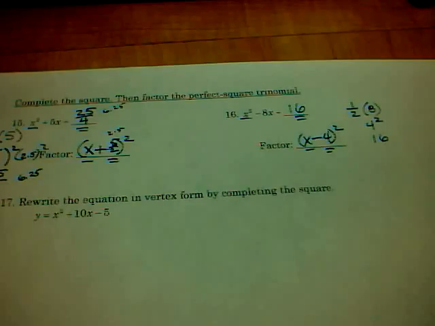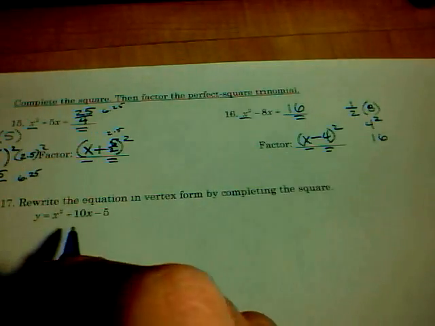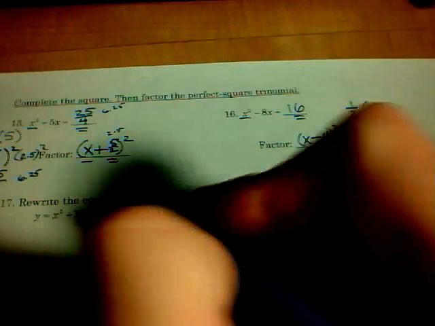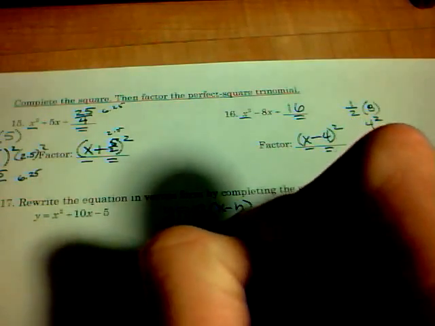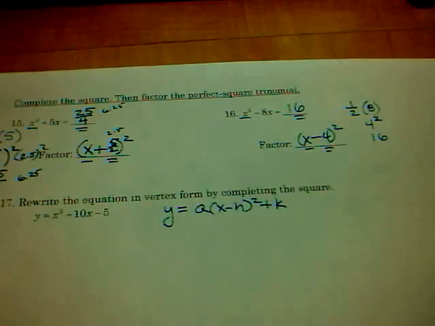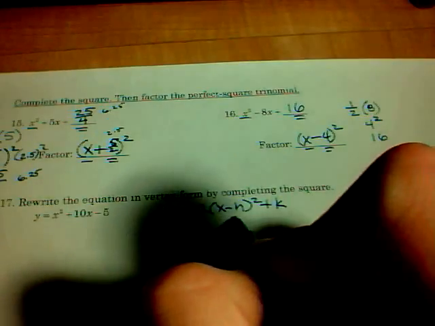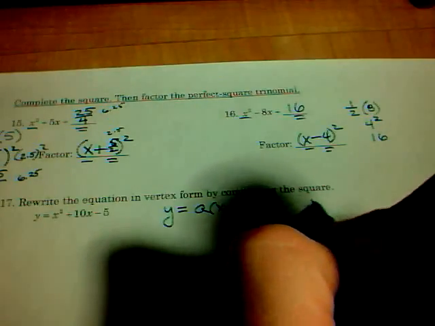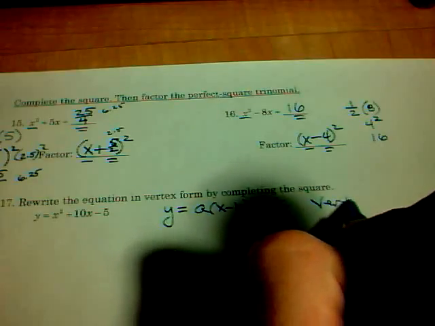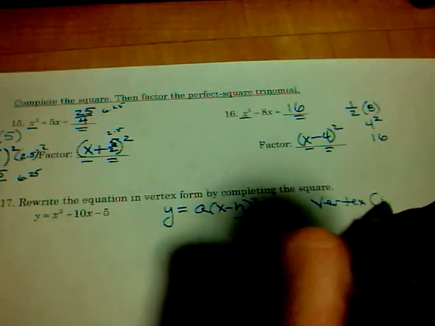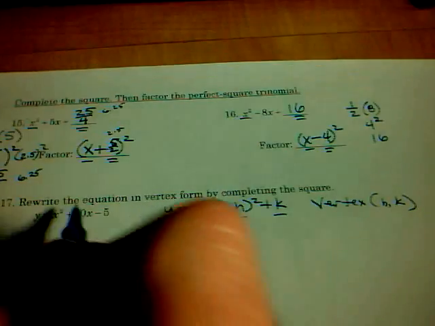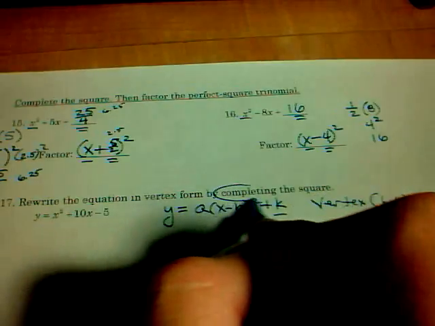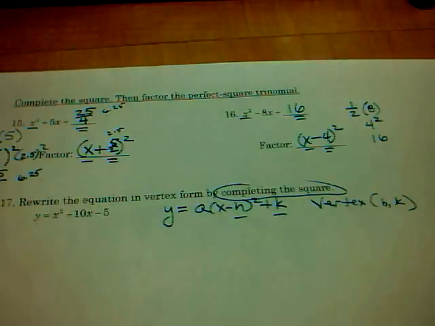Okay, in 17, here what we're going to do is rewrite the equation in vertex form, and vertex form is y equals a times x minus h squared plus k. The nice thing about vertex form is you're going to be able to locate your vertex, because the vertex here is the point h comma k.